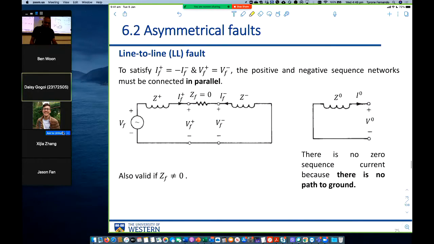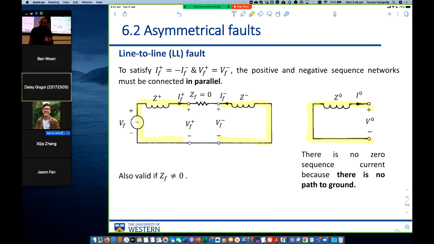You will connect the positive sequence circuit and the negative sequence circuit in parallel, and you ignore the zero sequence circuit if it's a line to line fault. And you can also understand why that is. If it's a line to line fault, there is no connection to ground. So zero sequence current can't flow. So you ignore that. But I'm going to talk about that in more detail. Don't worry. I'm just telling you this is what you do.